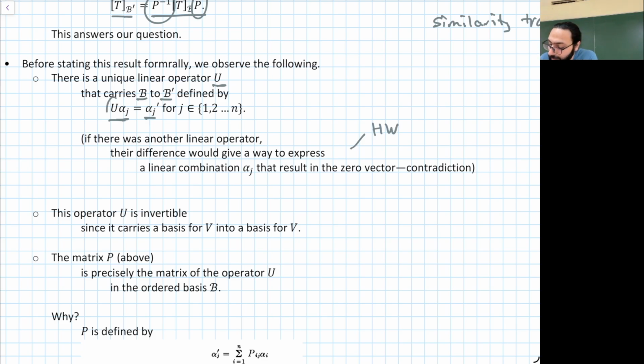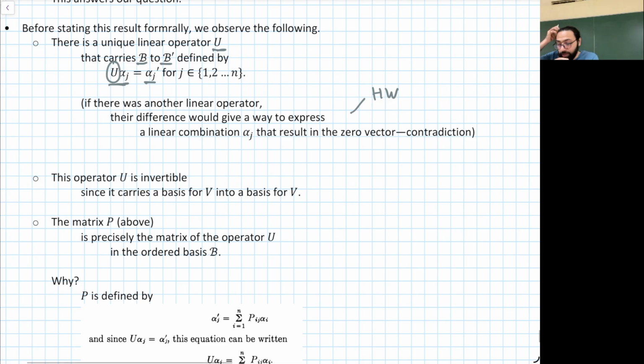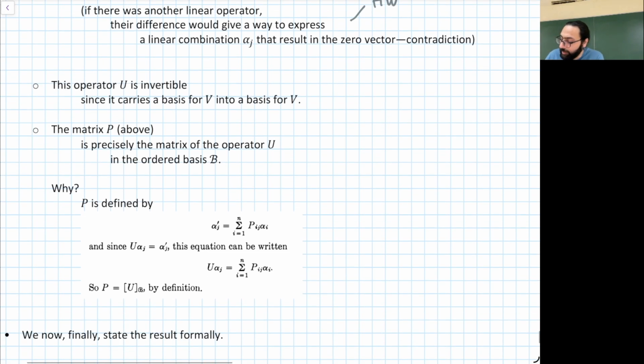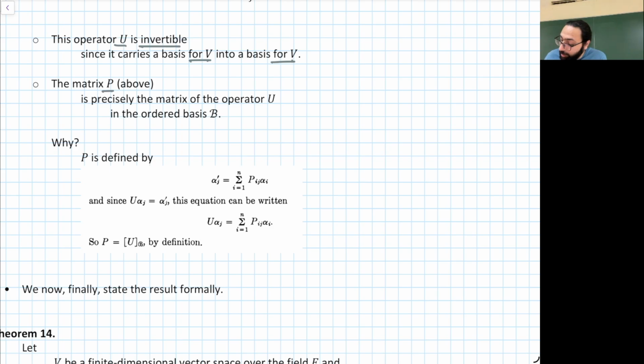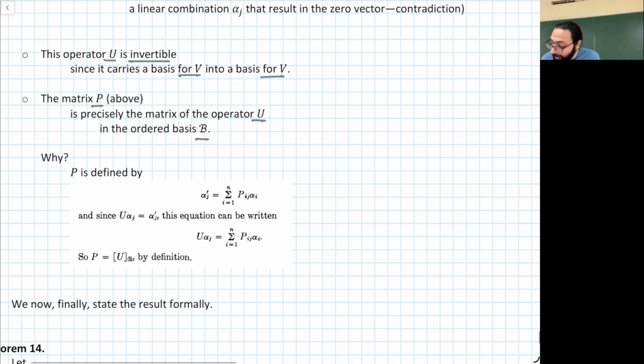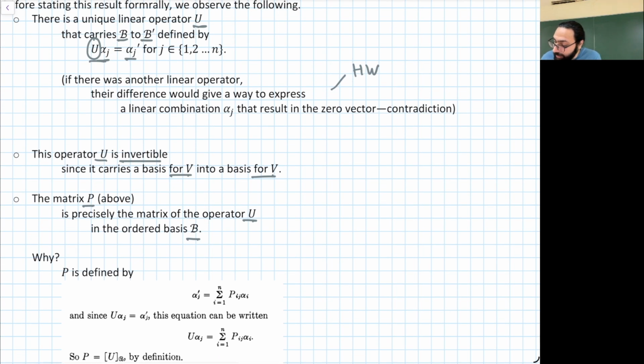So the claim is that there is a unique linear operator that would map the basis of one to the other. I think these are also consequences of what we've already studied. And this operator U is invertible since it carries a basis for V into a basis for V. Because if it was not invertible, then again you would have linear dependence. So the matrix P above is precisely the matrix of the operator U in the ordered basis B.